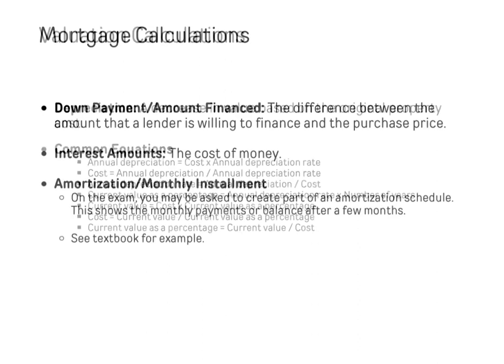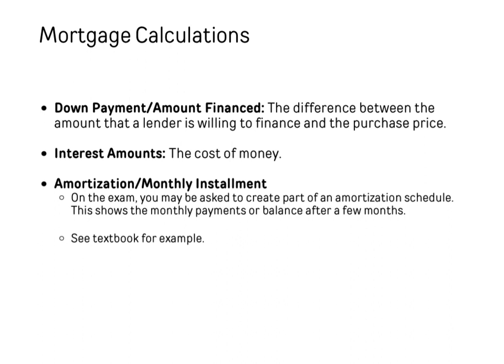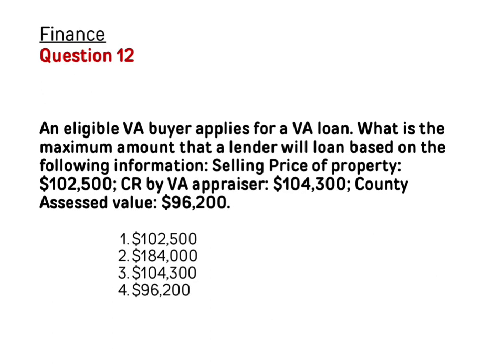Mortgage calculations. Down payment is the difference between the amount that a lender is willing to finance and the purchase price. Interest amounts are the cost of money. Amortization, monthly installment: on the exam, you may be asked to create part of an amortization schedule. This shows the monthly payments or balance after a few months. See the textbook for an example.